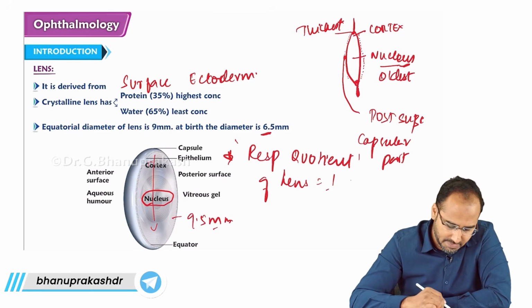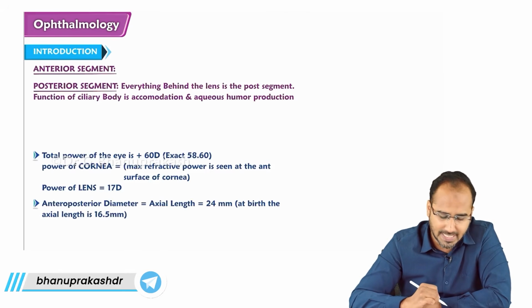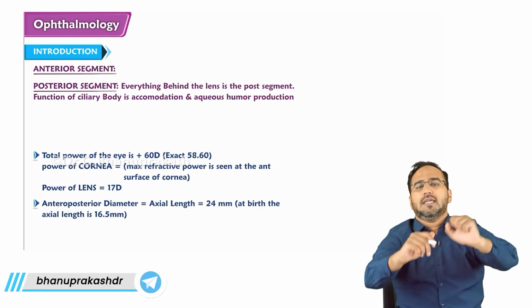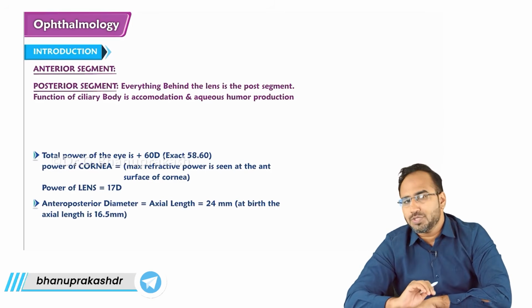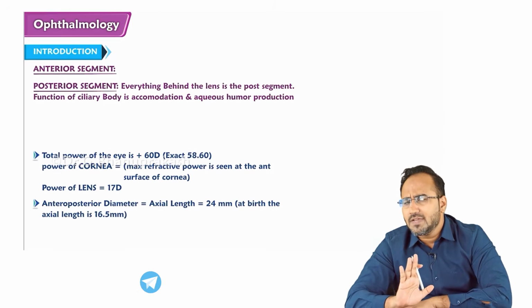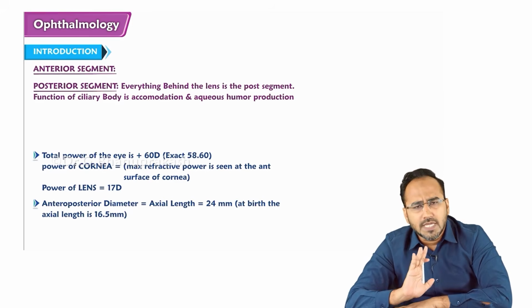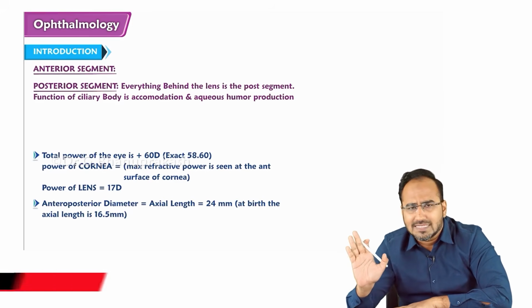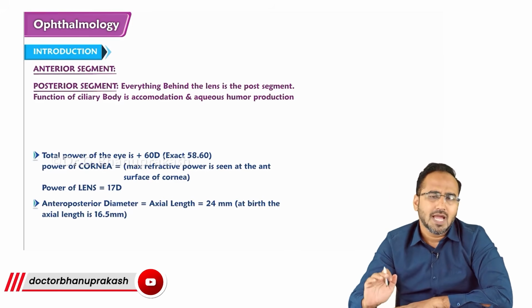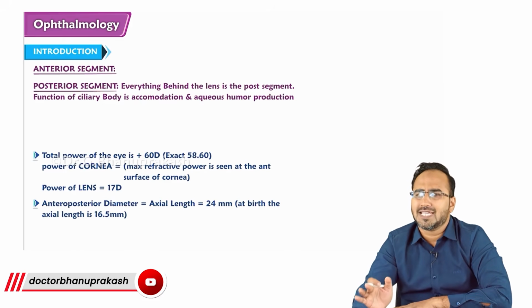6.5 mm. That is regarding the lens. Now coming to the anterior segment and posterior segment. We are still dealing with the anatomy of the eye, guys. Be thorough with the anatomy so that other things become very easy for you. Anterior segment and posterior segment.